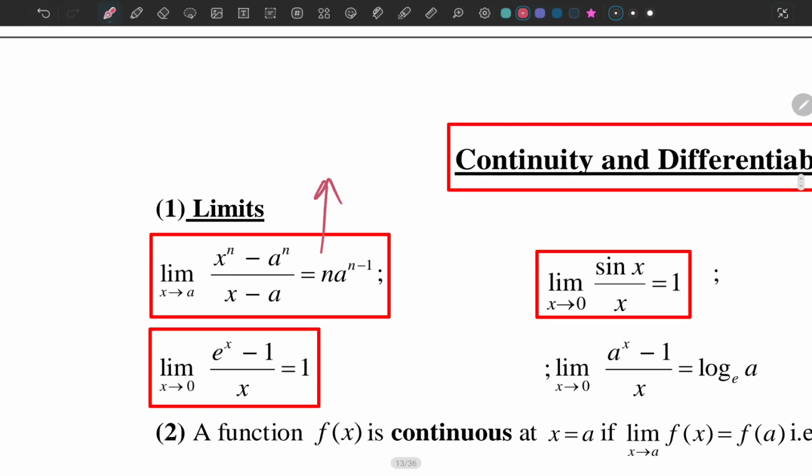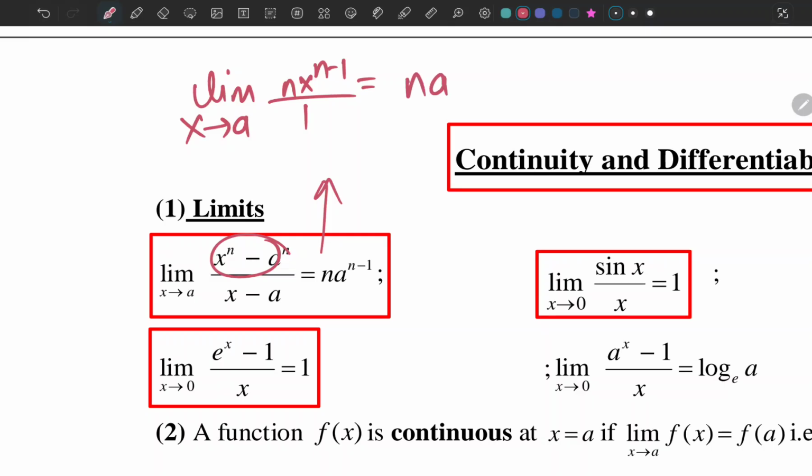So using L'Hopital's rule, I'm taking the derivative of the upper function. The derivative of the upper function comes out to be n times x to the n minus 1, because a is a constant, so its derivative is 0. In the denominator I have x minus a. Since a is constant, I just have the derivative of x, that is 1. It means I'm having the limit x tends to a of this function. When you replace x with a, you get n times a to the n minus 1, the same result.